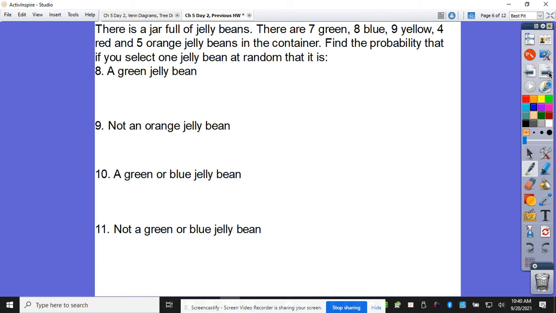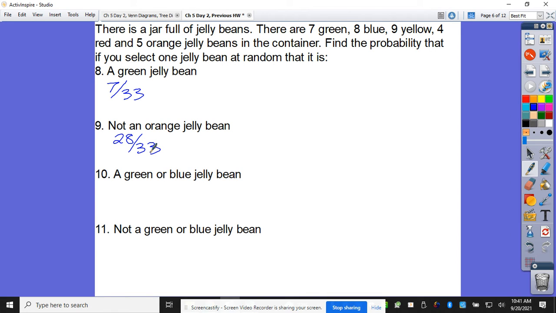All right, this one there's a jar full of jelly beans. How many total jelly beans are there? 33. So what's the probability that you get a green jelly bean? 7 out of 33. Not an orange. So how many are orange? 5. So how many of them are not? It's like a complement problem.